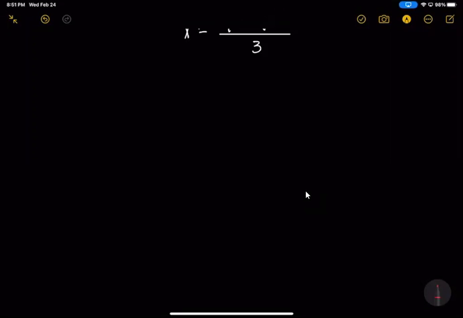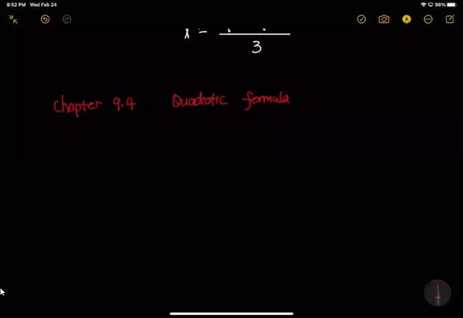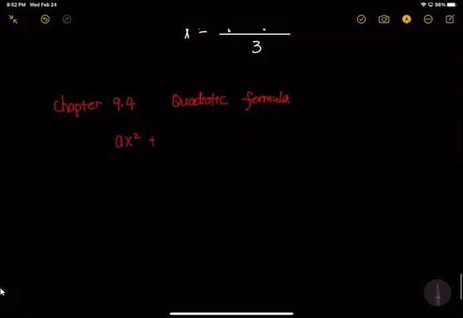Okay, so after we're done with the quadratic, how to completing the square, now we can do the quadratic formula. So chapter 9.4 is about the quadratic formula. Okay, so first of all, we need to know the general form or the standard form of the quadratic function is ax squared plus bx plus c equals to 0.